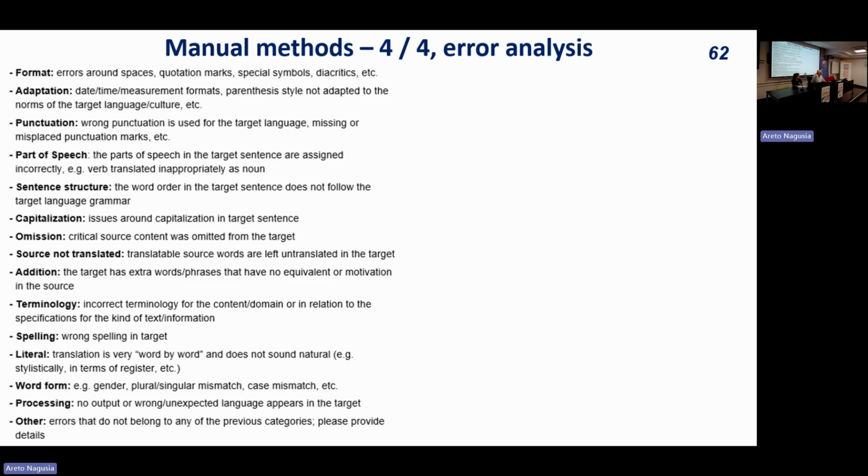So what you see here on the left, I know it's quite small, but it has about 15 types of errors. Some of them are very formal: format, punctuation, capitalization, things like this. Some others are more linguistically significant, things like terminology, word forms, part of speech, sentence structure. They cover the grammar, the syntax, the morphology, pretty much everything.